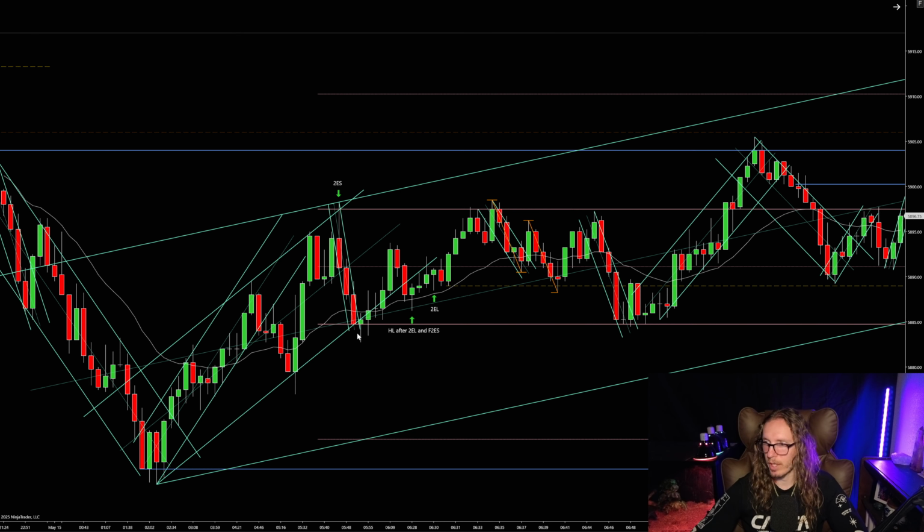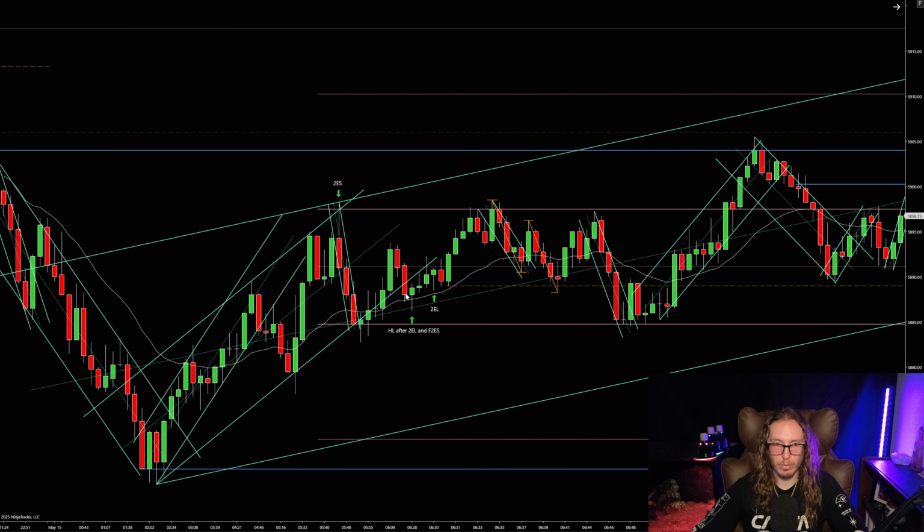Then after that move, it comes up, and what we have here is from this high, there's a first entry, second entry long. This is a higher low and a second entry long. And then it makes another higher low after the second entry long, and it makes a failed second entry short. So first entry, second entry short failure.